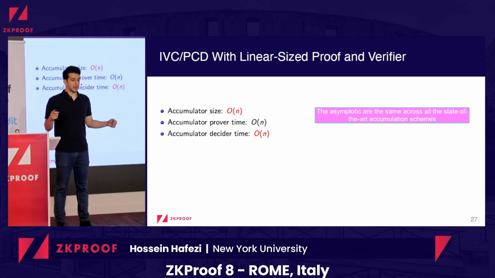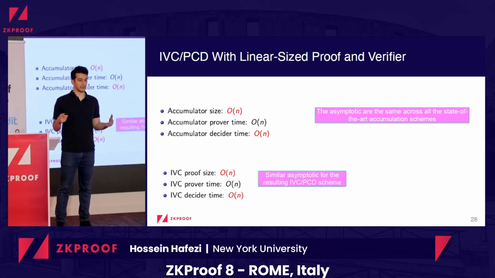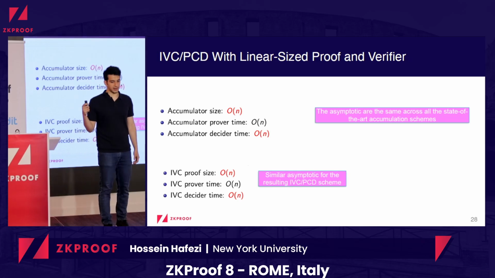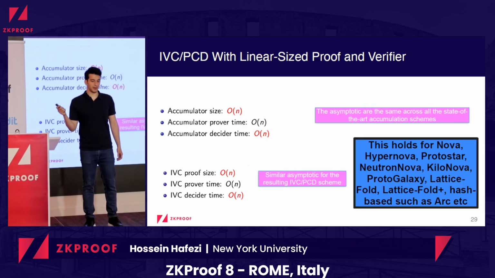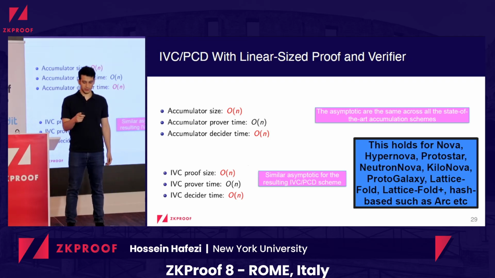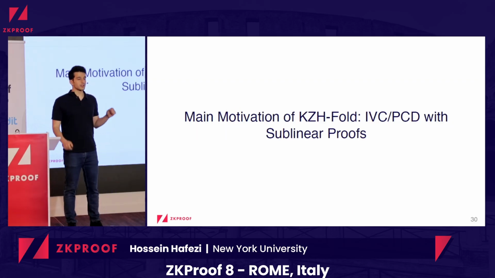This really applies to most of the accumulation schemes that we have heard of, meaning that they all have linear accumulator size, prover time, and decider. When you compile them with the BCLMS compiler, everything is going to be linear again. It applies to Nova, HyperNova, the lattice-based ones, and the recent hash-based ones, such as ARC. So the main motivation for the KZH-Fold paper is to build an IVC or PCD with sublinear proofs. Next, I want to demonstrate why it is a useful primitive, and what the actual applications are.